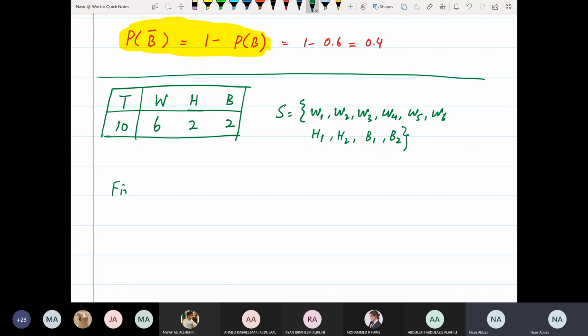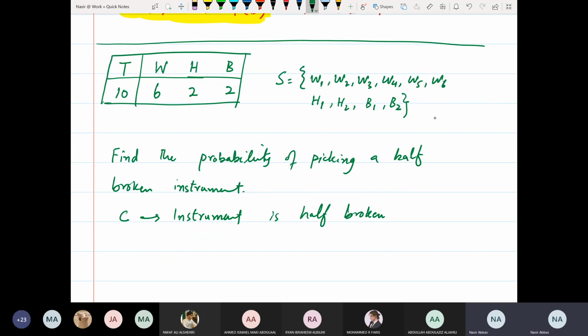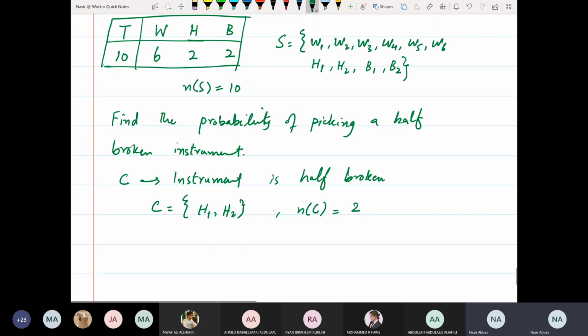Let us say this is the organization of my space, and we try to find the probability of picking a half broken instrument. So let us define this as event C, that the instrument is half broken. So your set C will be H1 and H2. Your N of C will be 2. Your N of S will be 10. So the probability of C will be 2 over 10, which is 0.1.